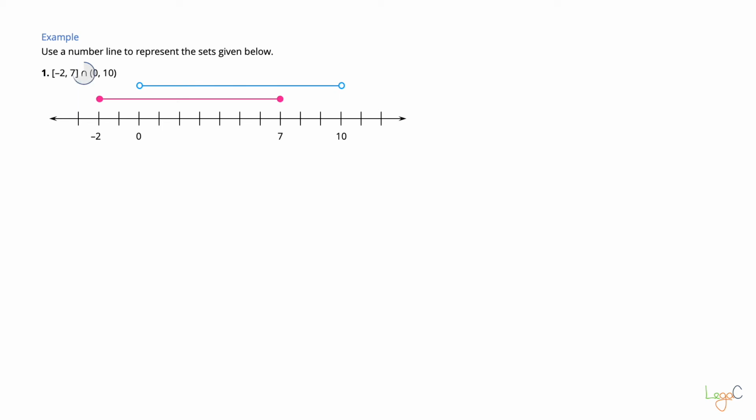Because we are looking for the intersection between these two intervals, remember that the intersection is where the two intervals overlap. The final interval is going to be from 0, open circle, and 7, dot or closed interval.